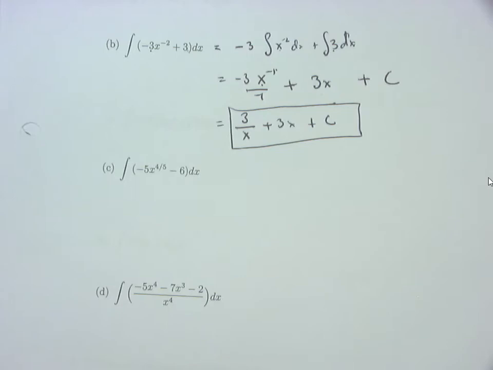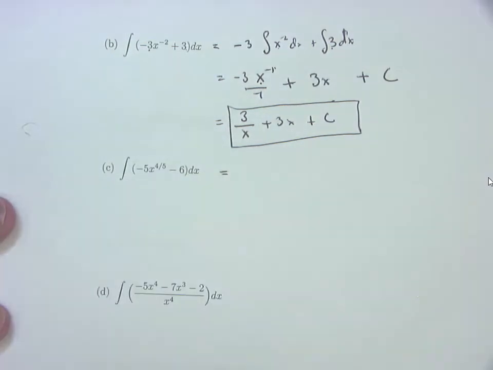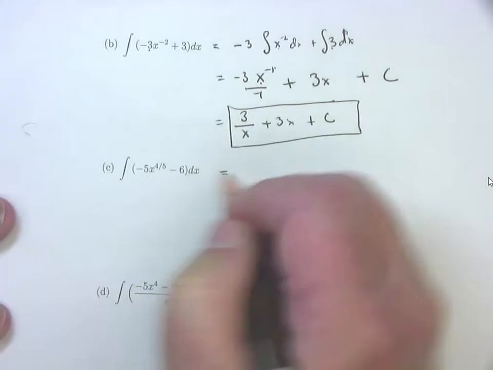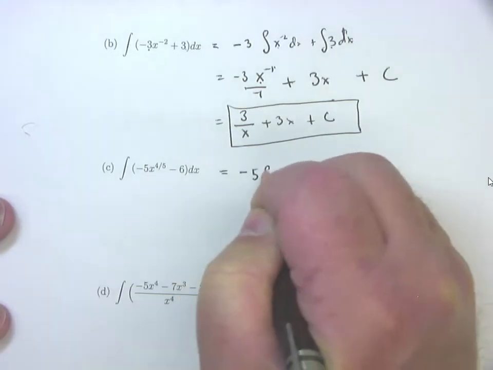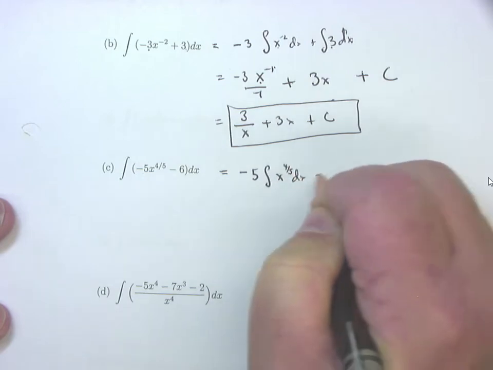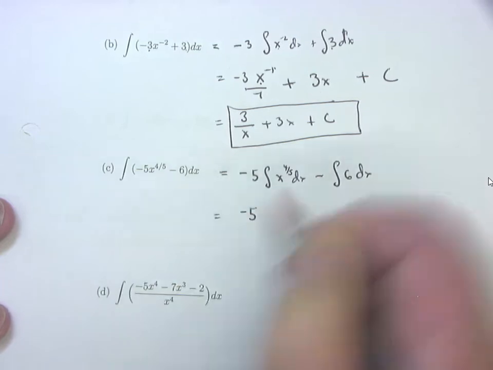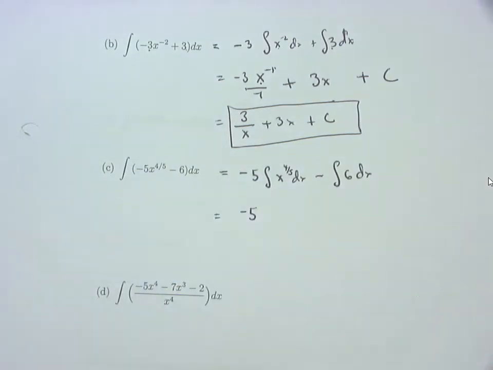The next guy, the integral of -5x to the 4/5 minus 6. Well, again, it's two terms being, in this case, subtracted. So I'm going to integrate the first guy minus integrate the second guy. And I'm going to pull my constant out front, so it'll be -5 times the integral of x to the 4/5 dx minus the integral of 6 dx. -5 is a constant, it holds over.